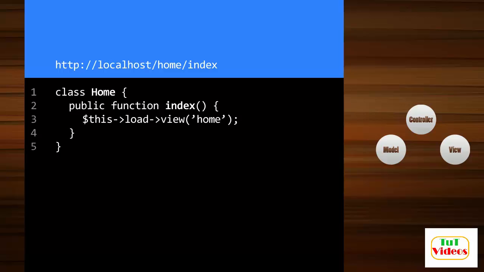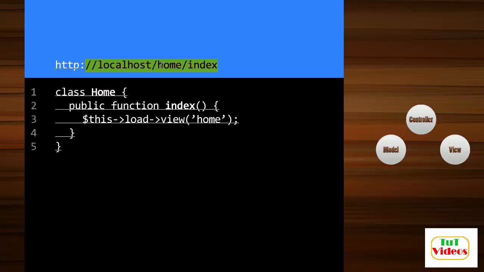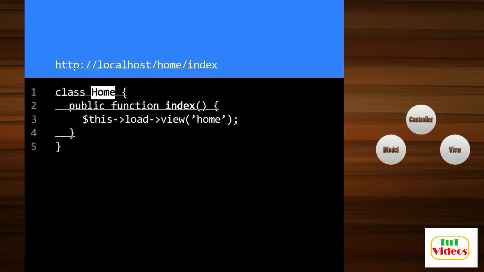Here's one that loads the home page. Now I included /index just so that you can see it. By default, CodeIgniter will load index if you don't provide it. So you don't always have to provide a method. I'll just leave it here though. So we're loading the home controller. We load the class home. And then it's the index method. So index. And in this one, we're loading a view.